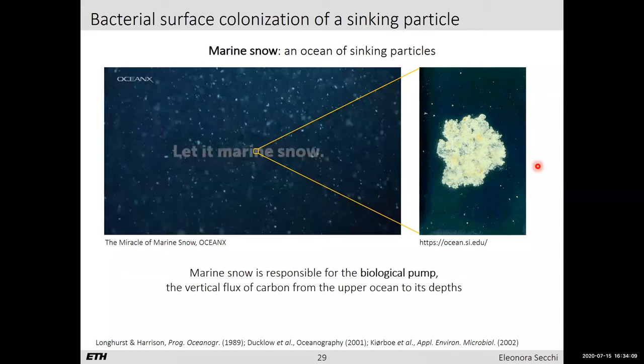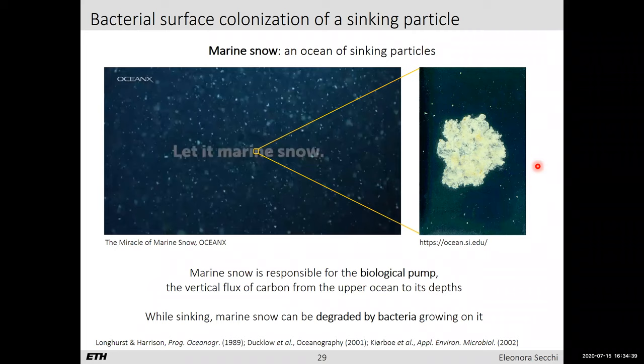They are very important because marine snow is responsible for the biological pump, that is the vertical flux of carbon from the upper ocean to the depths. Basically, marine snow is the way we have carbon, and so life, in the depths of the ocean. However, while sinking, these particles are colonized by bacteria that degrade them, and so basically the carbon is solubilized. Understanding this process of colonization while sinking is very important for the consequences on the biological pump.